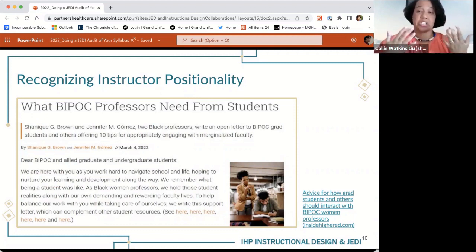So there's no specific right or wrong, it's more just that consciousness and acknowledgement as you're going into and thinking about it, and when we're making these choices about our syllabi for ourselves. So, go next.